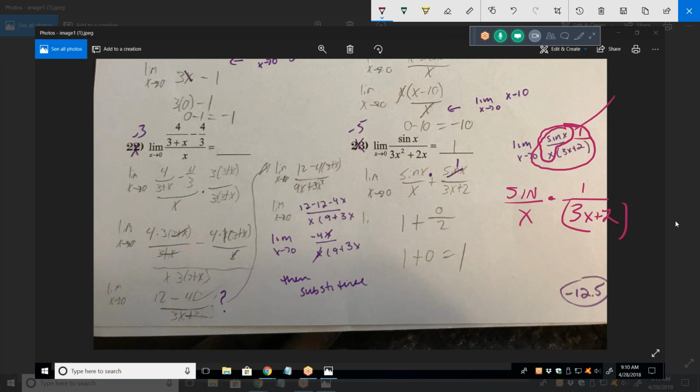The reason this is helpful is you always want to try to isolate a sine x over x, because we know what the limit of that is as x goes to 0. As x goes to 0, it's 1. So that goes to 1. This thing over here goes to 1/2. So it's 1 times 1/2, which is 1/2.